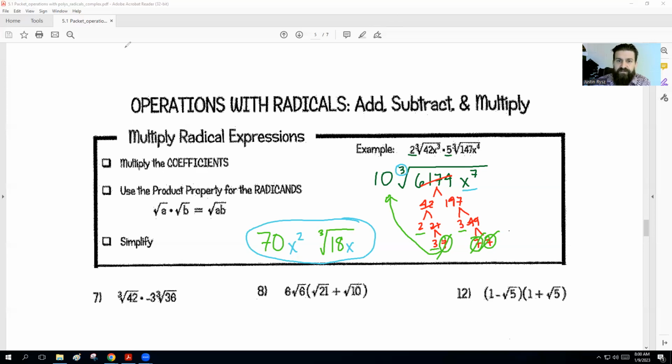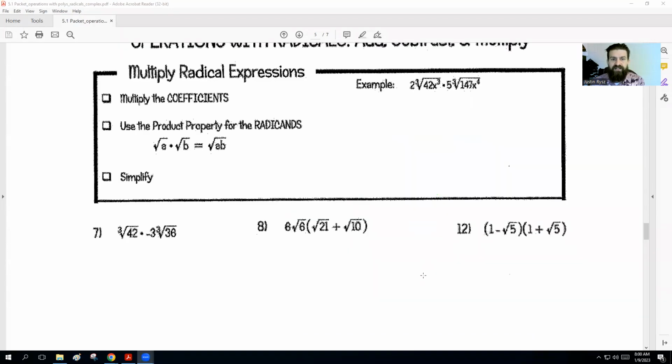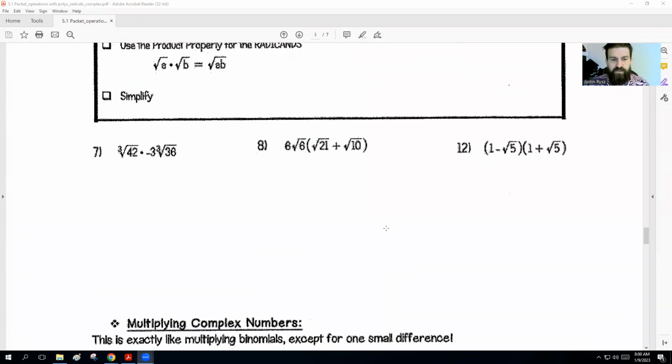Okay, so let's keep this going here. We're going to put some adding and subtracting as well involved before we move on to complex numbers. So we got a cube root of 42 times negative 3 times the cube root of 36. Let's multiply the outside numbers. Technically, there's a number 1 out here. So 1 times negative 3 is negative 3. And then we got a cube root of a big number, 42 times 36, which is 1,512.